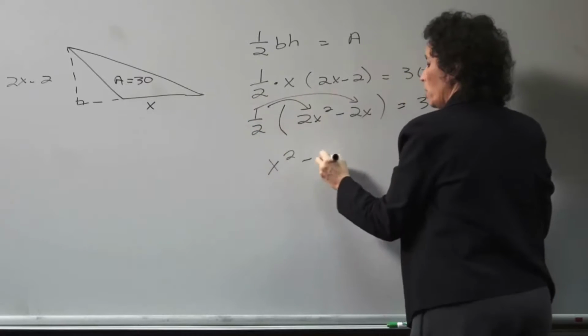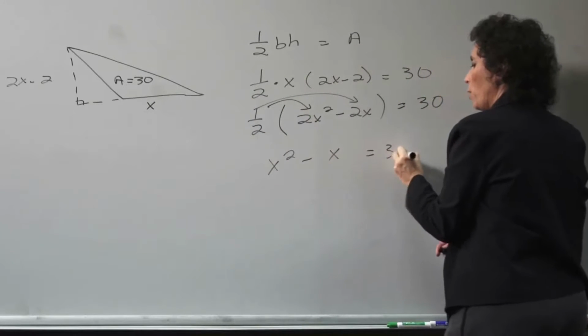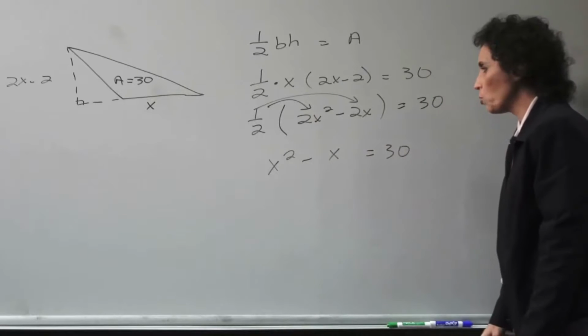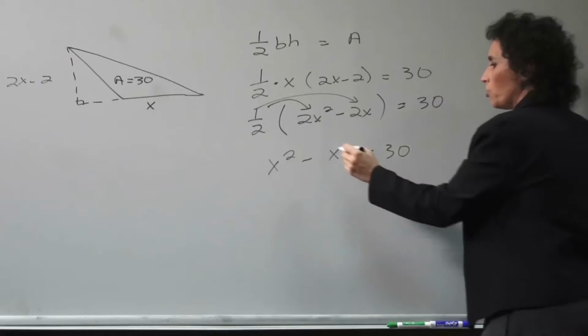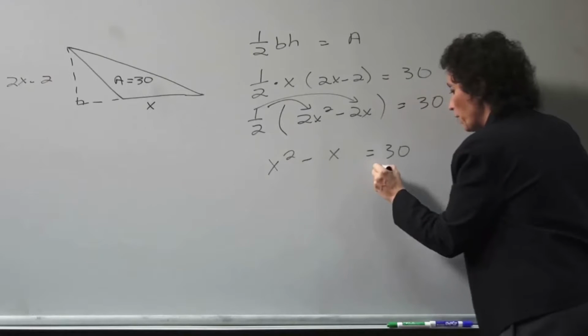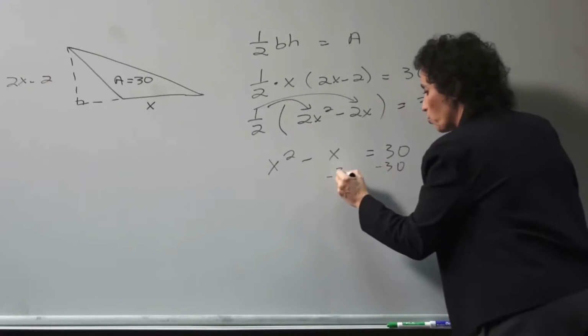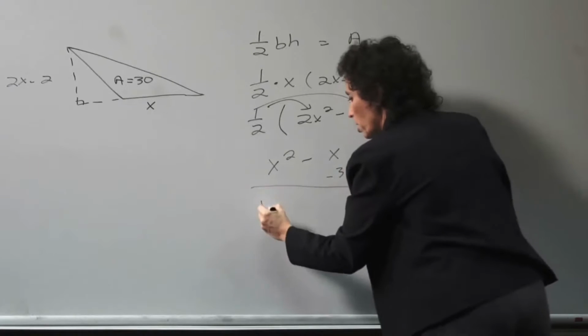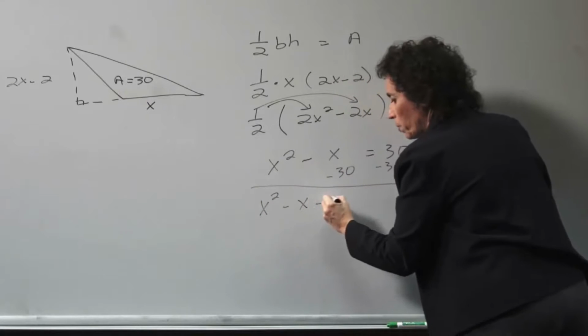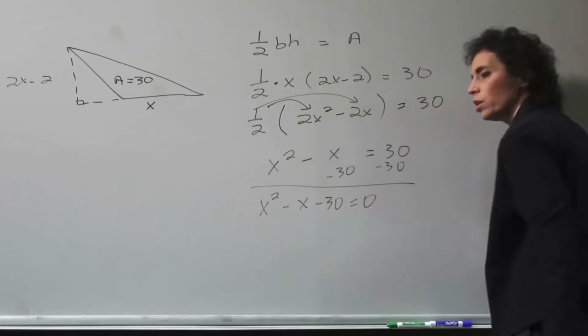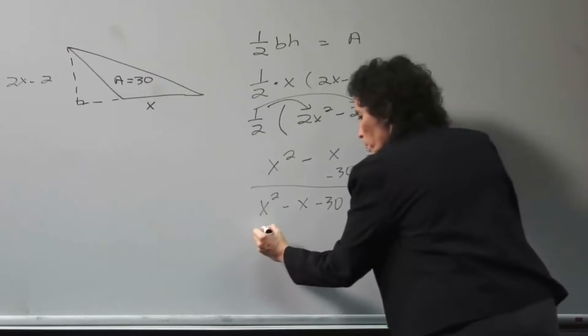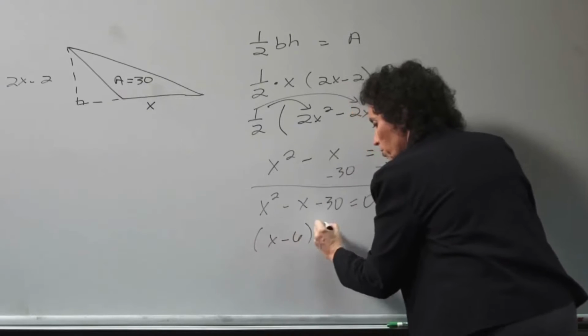One half of 2 is 1x. Oh, that was so nice, wasn't it? And now it's a quadratic, nonlinear. We have to set it to 0. That's how I know we're setting it to 0, because it's nonlinear. And x squared minus x minus 30 equals 0. Now I'm factoring three terms, got my standard form.